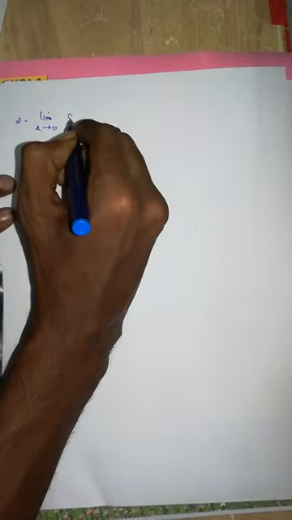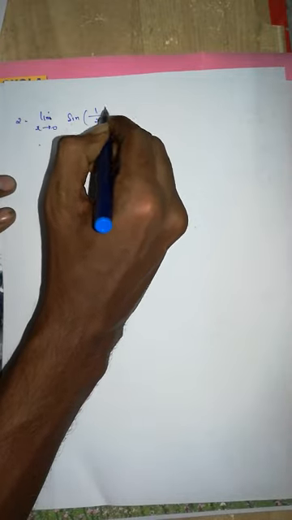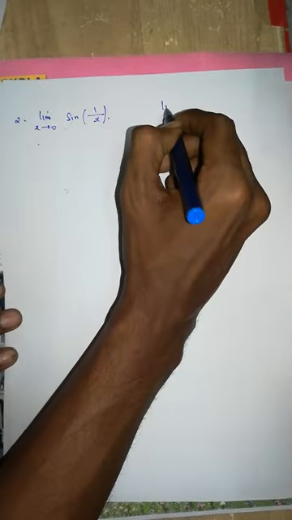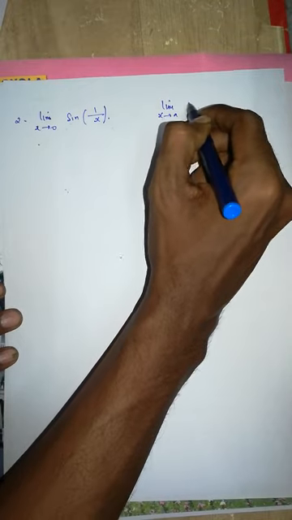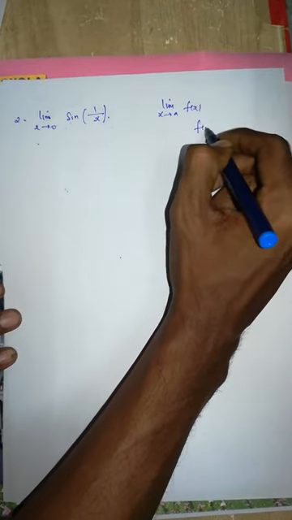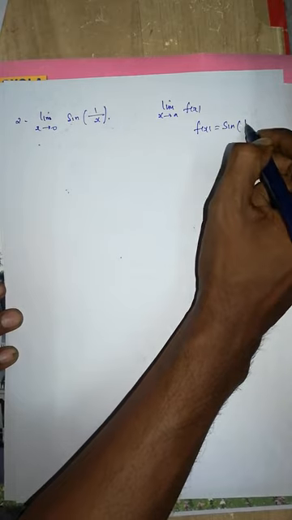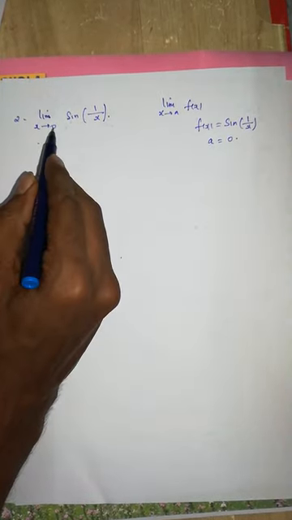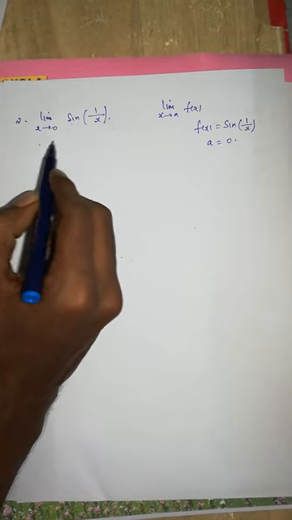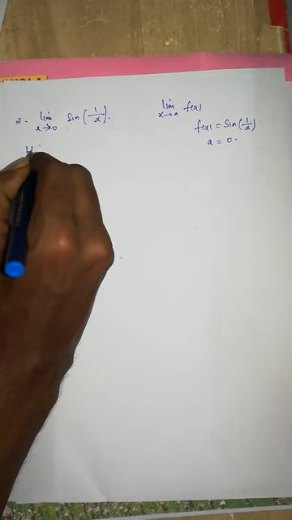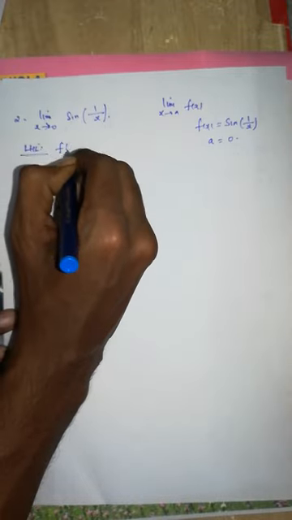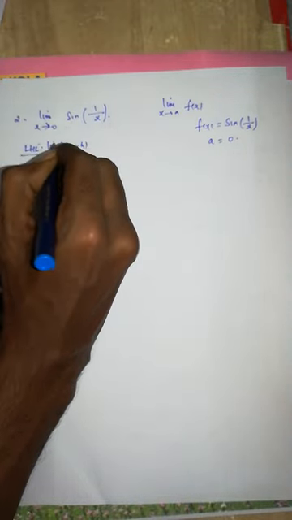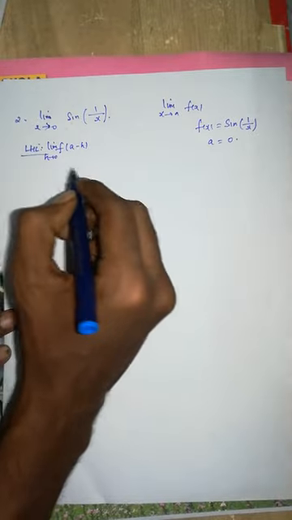The second problem is limit x tends to 0 of sine 1 by x. If I compare with limit x tends to a f of x, I have f of x equal to sine 1 by x and a is equal to 0 here. In the previous sum I had a as a, but here I have a equal to 0. First we will find the left hand limit, which is f of a minus h. So limit h tends to 0 f of a minus h.